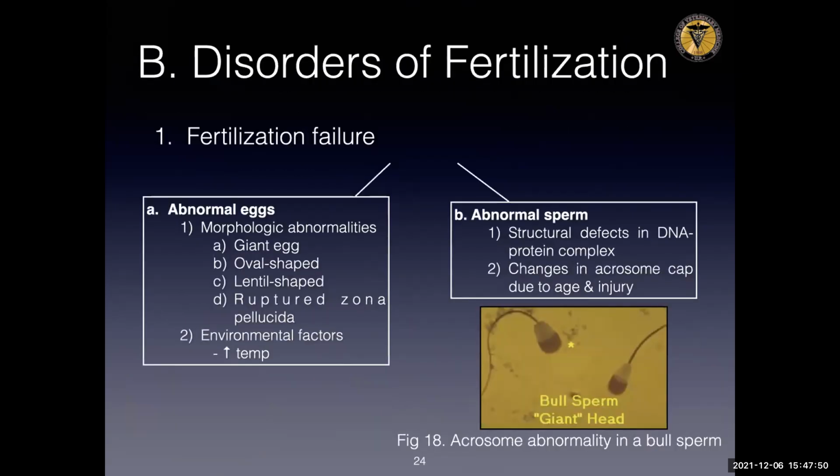Okay. Next, now we go to the disorders of fertilization. We can have fertilization failure because we have either abnormal eggs or abnormal sperm. So for the abnormal eggs, commonly we look into the size, and the shape. If it's not any of the normal, then that's already a big factor for the fertilization to discontinue, okay, especially if the zona pellucida is not intact, okay.